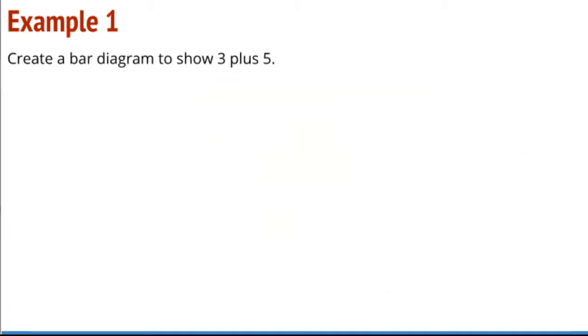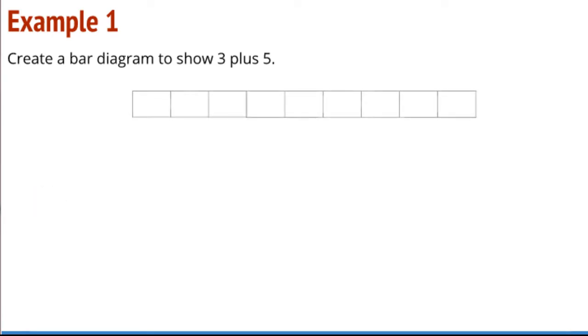All right, so we're going to start out. We're going to take a look at a bar diagram to show 3 plus 5. And of course, throughout the video, you want to pause, complete activities, make sure you do some thinking so that you have a richer learning experience. So think in your head, how would you create a bar diagram to show 3 plus 5? Well, I would put 3 down, and then I would add 5 more. 3 plus 5.